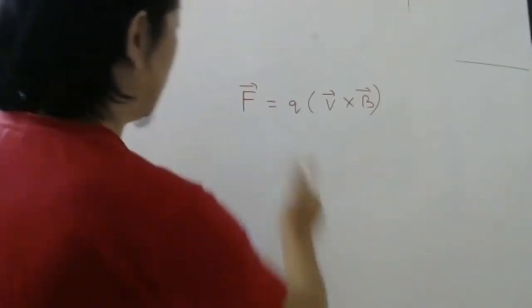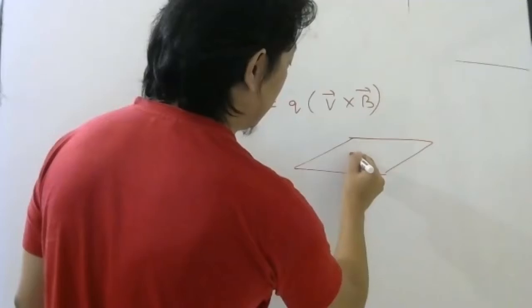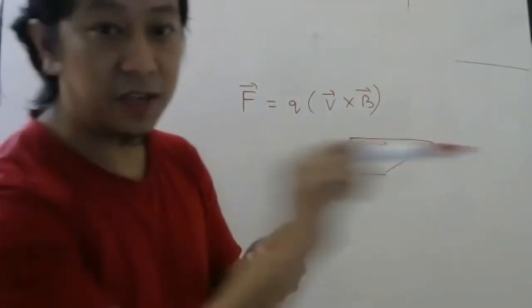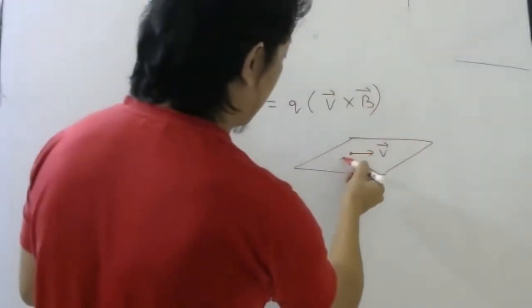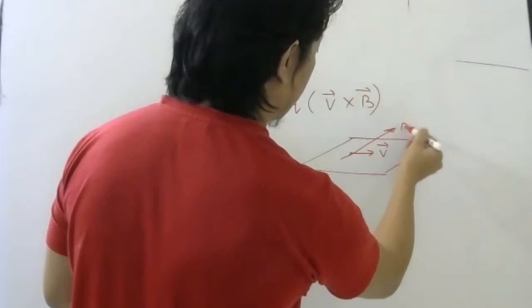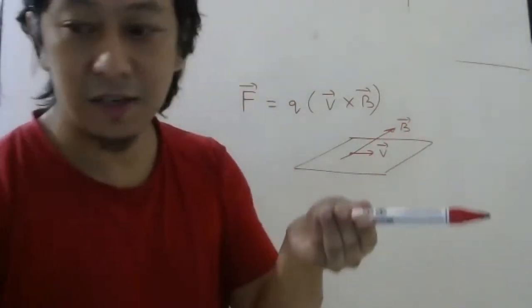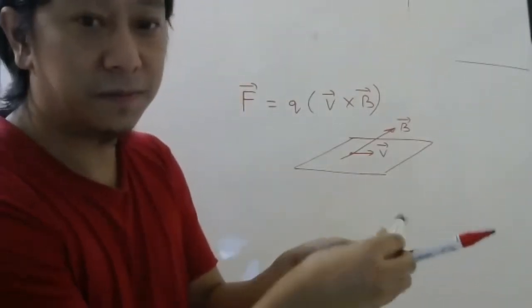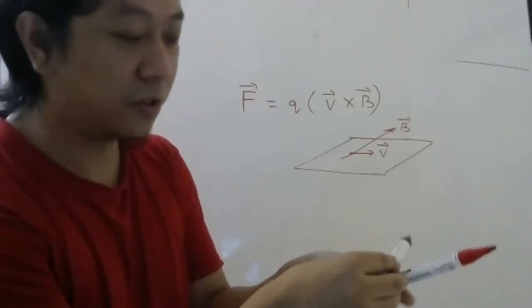Imagine the charge is moving in this plane. Charge is moving in this direction, so velocity is in this direction, and let us say I apply a magnetic field inside the board. Can you tell me where will be the force?